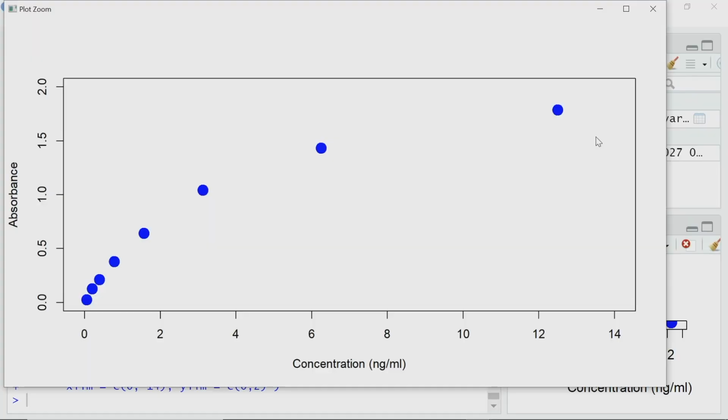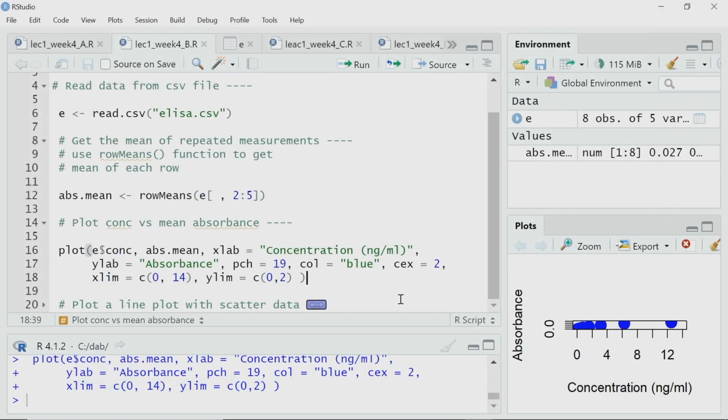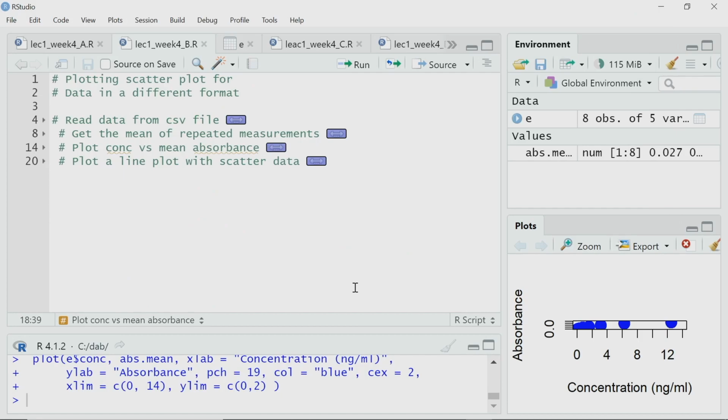What I will do now is create a line plot for this same data where there will be scattered points also. The symbol, a filled circle, will be there for each data point, and these data points will get connected by lines. To do that, I will use the same plot function, but as I said, the plot function is very powerful. So, I will add a few extra arguments.